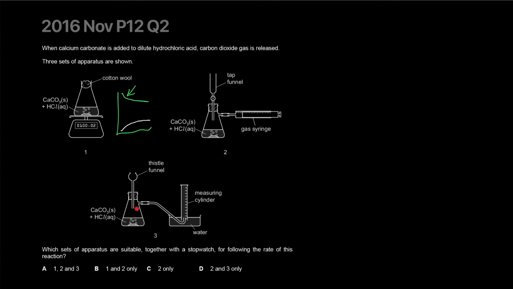In the last one, the gas will escape the Cecil funnel and won't be collected over here. So only 1 and 2 are possible setups that allow you to measure the rate of reaction. So the correct answer is B.